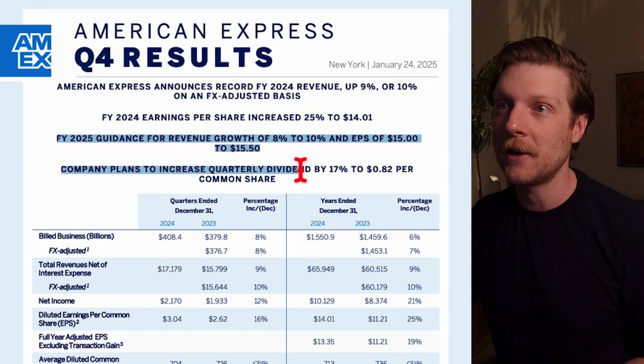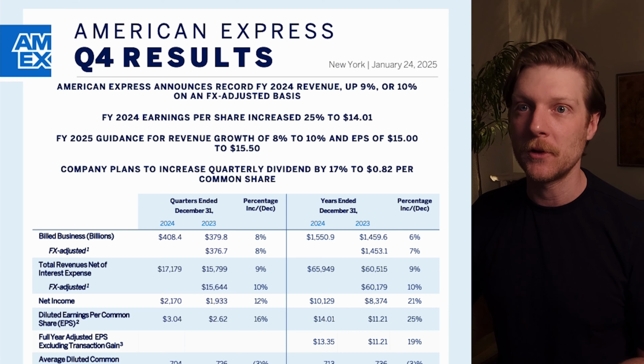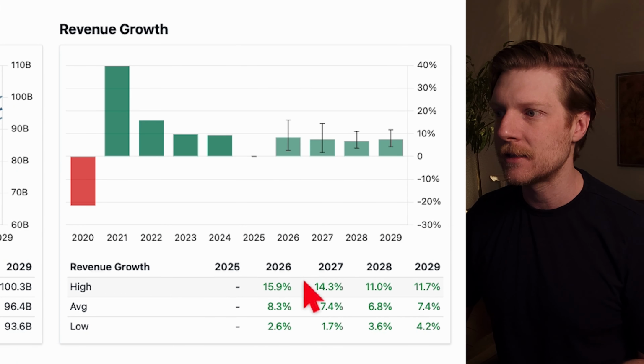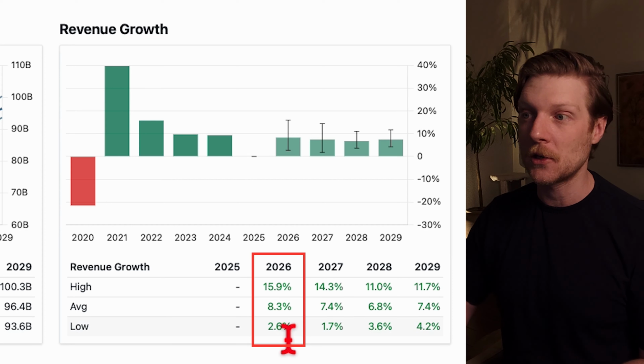That's where you can typically find just a quick overview of how they did for the most recent quarter, as well as their future guidance for the next year. And right here, fiscal year 2025 guidance for revenue growth, they're saying they're going to go up 8 to 10% in revenue. Going back to stockanalysis, so for 2026, the highest analysts are 16%, the lowest are 2.6. I'm going to plug in 10 at the top and then 8 at the bottom with 9 as the average.